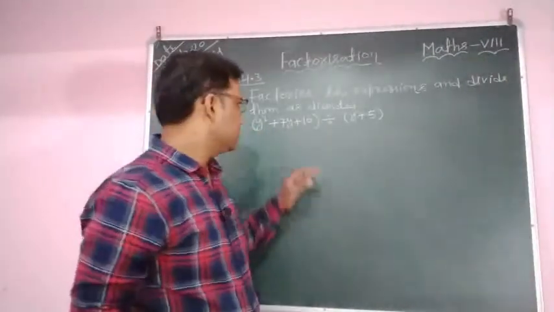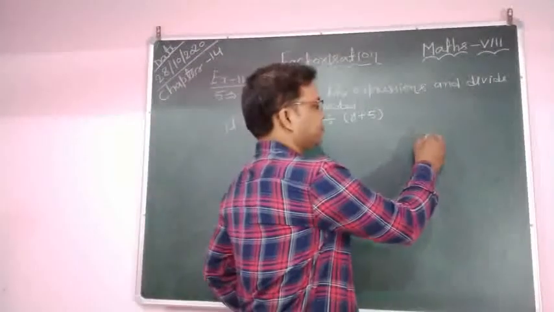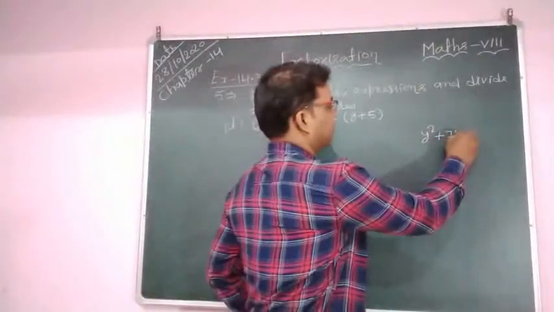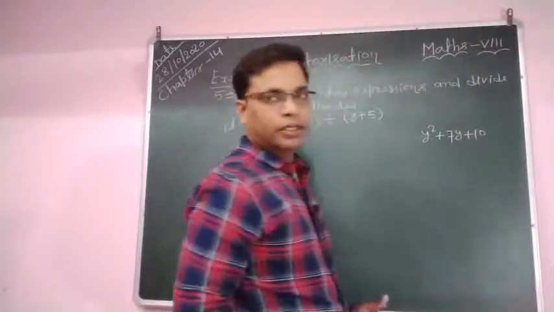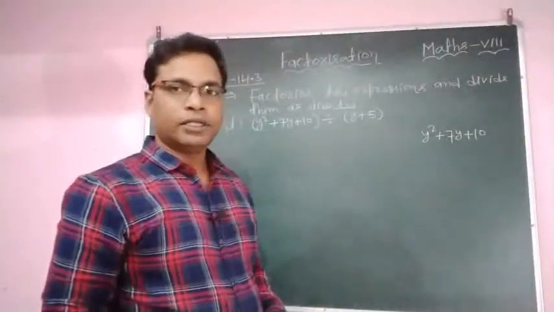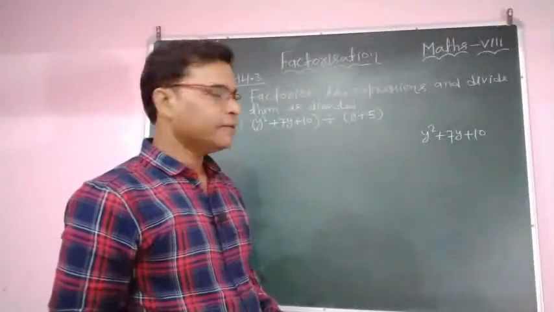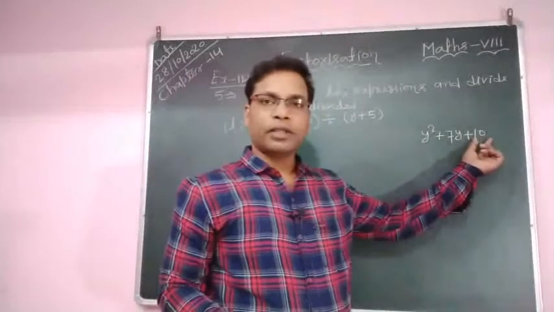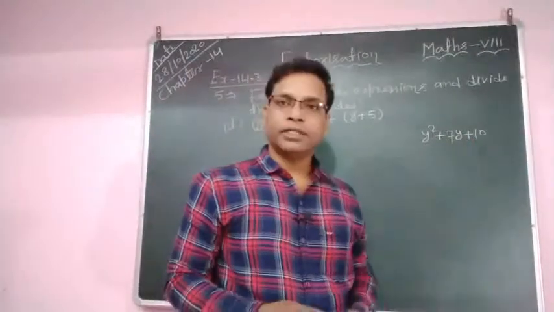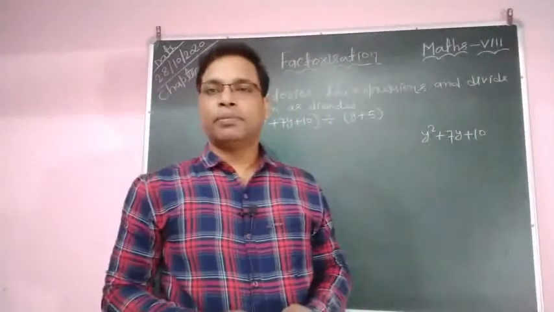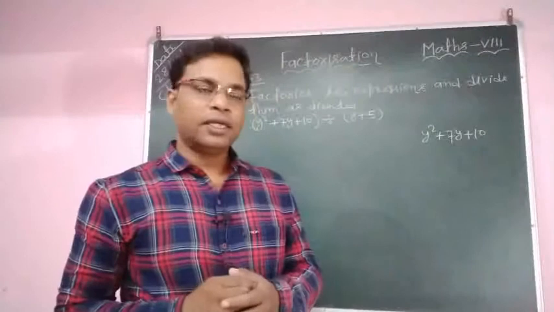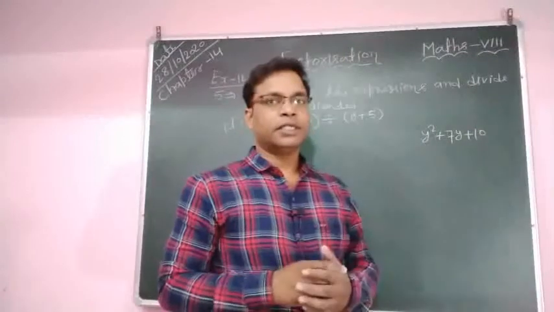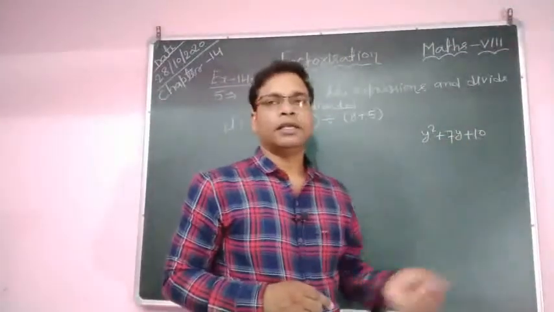So for this we write here y square plus 7y plus 10. First we factorize the given algebraic expression y square plus 7y plus 10. How can we factorize it? You can see this is a constant term. The constant term is 10 and its sign is positive. So first we find the factors of the constant term such that their sum is 7.